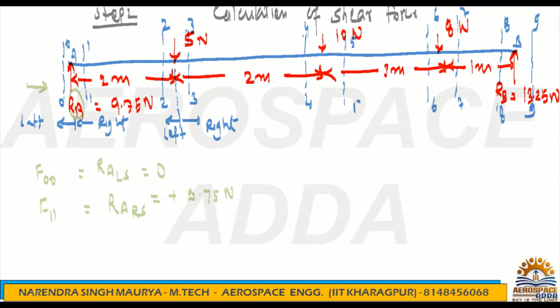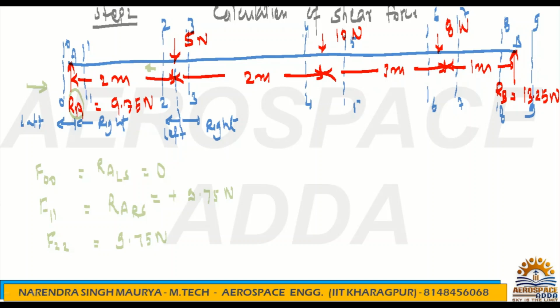9.75 Newton. Now if I reach F22, just listen carefully, you will understand. F22. I'm not going to write left and right, only this value F22. F22 means you have reached this point. Once you reach this point 22, what is the total load behind this 22? Behind means you have to watch this side, and if you see this side, you will get only 9.75 Newton. That's the reason I told you F22 is just left to the 5 Newton or right to the RA, but the meaning will be same. So what is the load available?